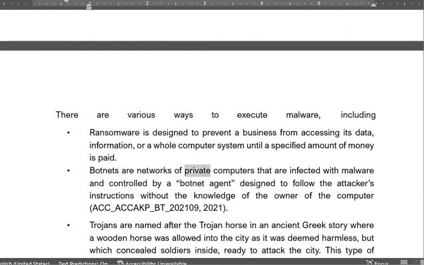Botnets are networks of private computers that are infected with malware and controlled by a botnet agent designed to follow the attacker's instructions without the knowledge of the owner of the computer.